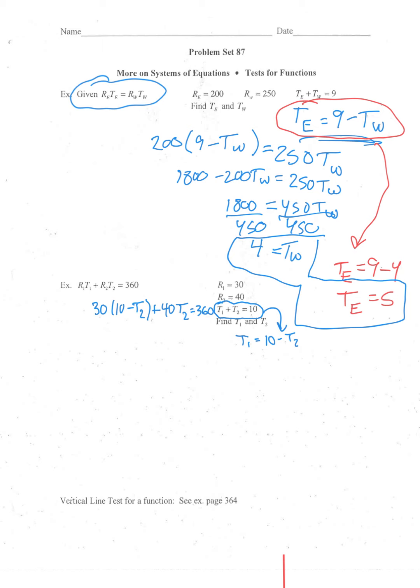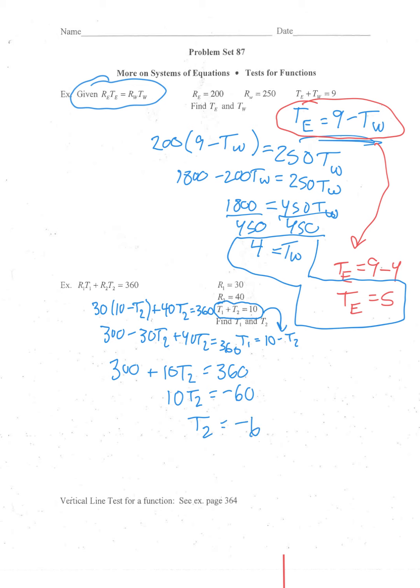And now all I have to do, since I have an equation that just includes T sub 2, is solve for T sub 2. So I'm going to distribute as I was doing before. All right, combine like terms here. Subtract 300 from each side. And divide by 10.